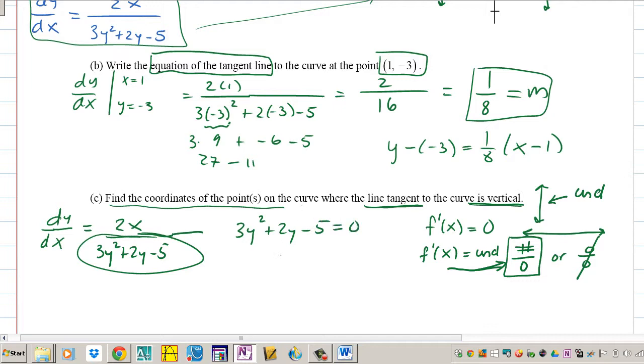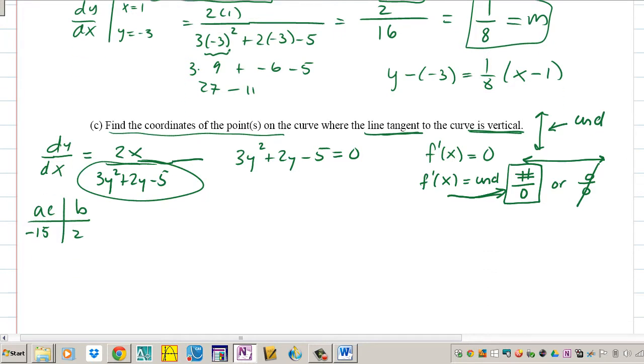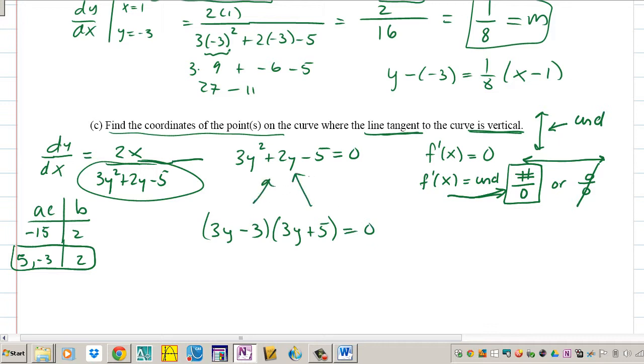Now, I don't know if this is factorable. Let's check it. A times C is -15, and B is 2. Two numbers that multiply to give me -15, but when I add them give me 2. Let's try 5 and -3, and that gives me 2. So here are my factors. So it is factorable. I'm going to write it as 3y minus 3 times 3y plus 5, which is the same thing as 0.